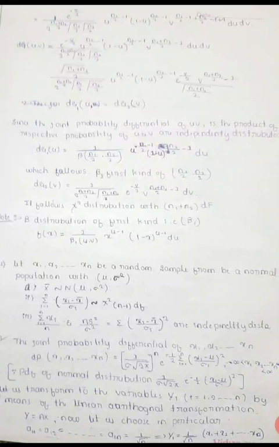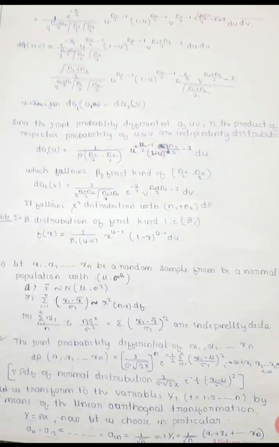Here, beta is the distribution of the first kind, that is beta 1, which is given by f of x is equal to 1 upon beta(u, phi), x raised to u minus 1, into (1 minus x) raised to phi minus 1, dx. Already you know this from the second semester.